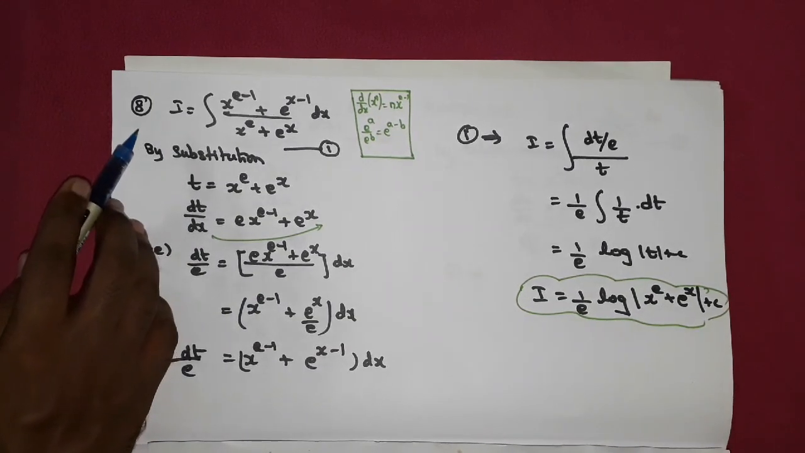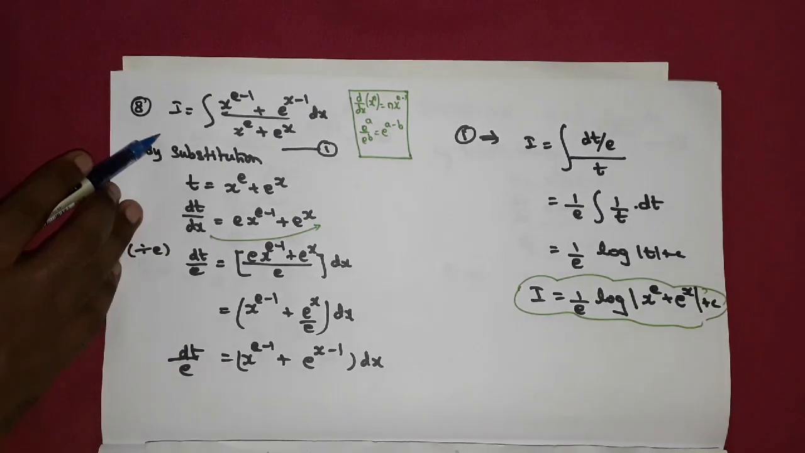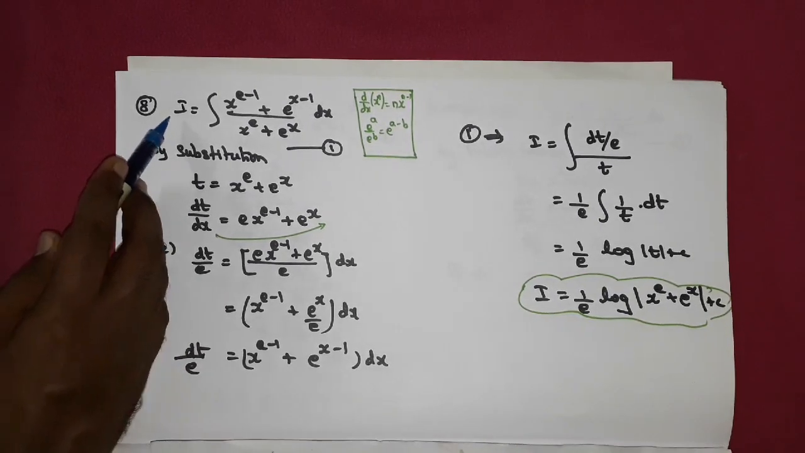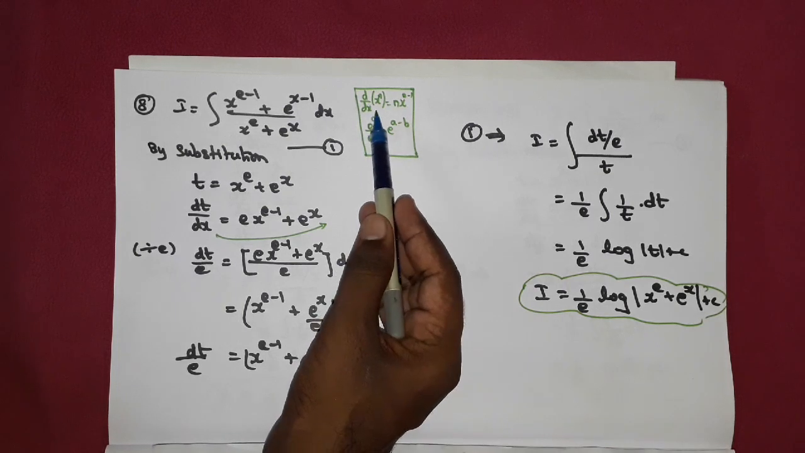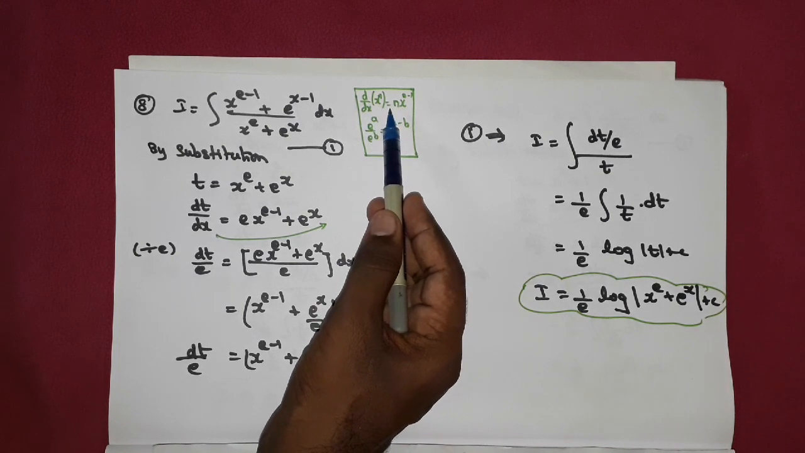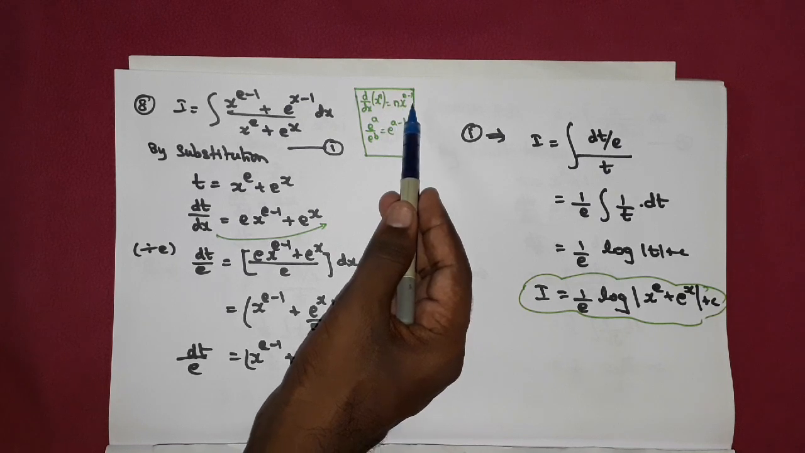Now sum number 8 in the exercise we are going to see. It is one of the most important and very easy sums. Just listen carefully. For this sum, before starting I want to recall these two formulas. So d by dx of x power n, that is, when you differentiate x power n, the answer is n into x power n minus 1.